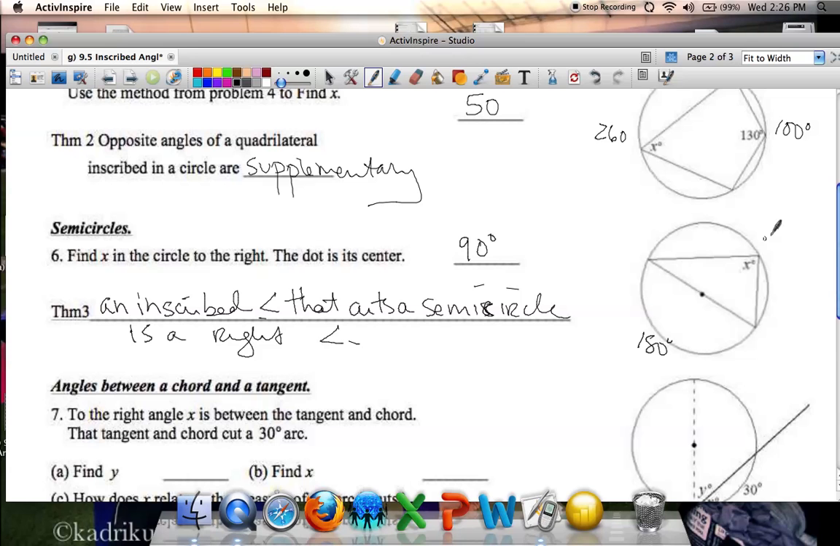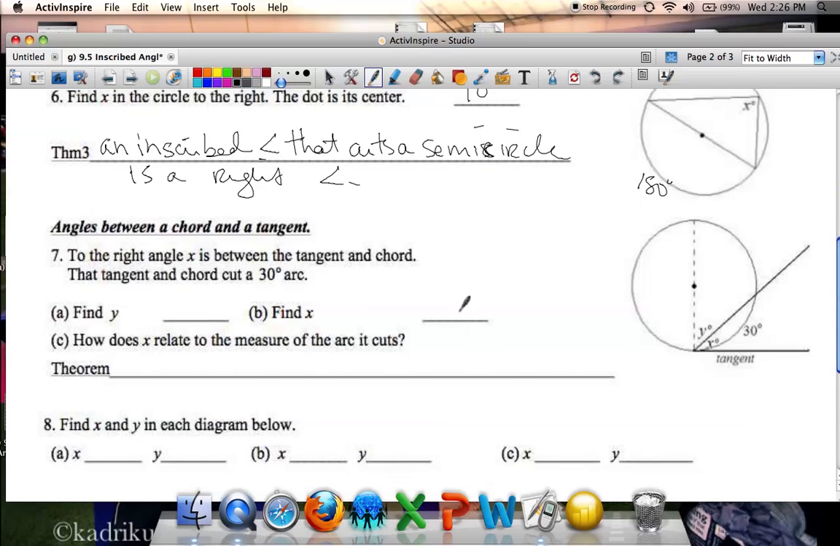Moving forward, how about a chord and a tangent? Notice that in the diagram to the right, Y is a chord or a secant. It kind of continues along. And the bottom is a tangent. We know the relationship between a tangent and a radius. We know this is going to be a right angle here, so we keep mindful of that.